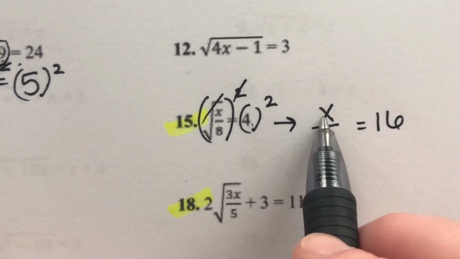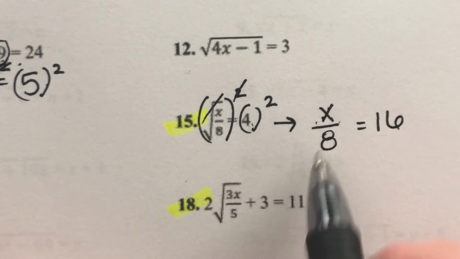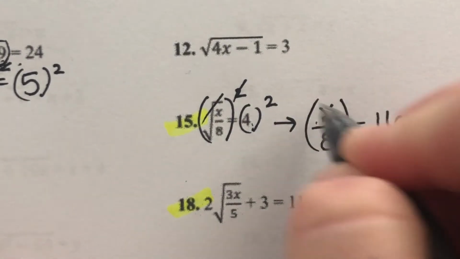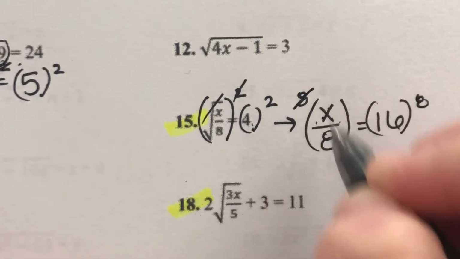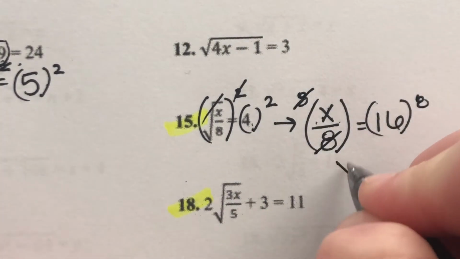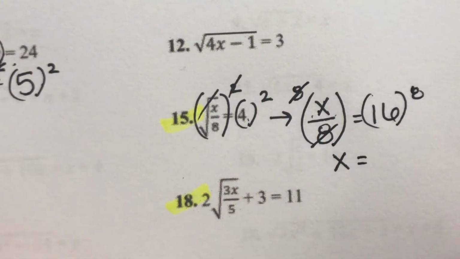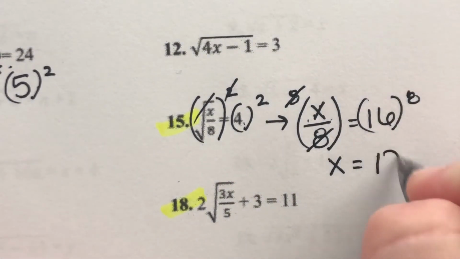And now to solve for x, right now it's x divided by 8, so I'm going to have to multiply by 8. So I've got to do the same thing over here. This 8 cancels with this 8, and I'm left with x equals 128.